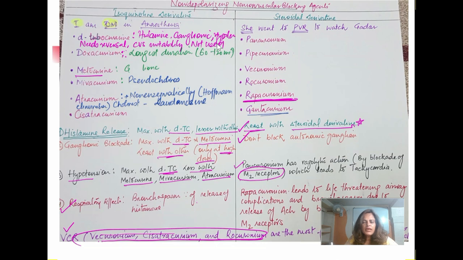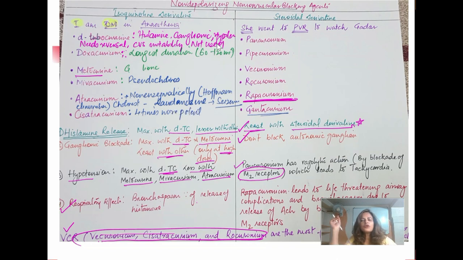This crosses the blood-brain barrier and it causes the seizure. Now, cis atracurium is the enantiomer of atracurium, 4 times more potent as compared to atracurium.